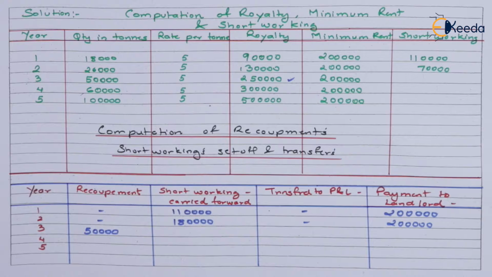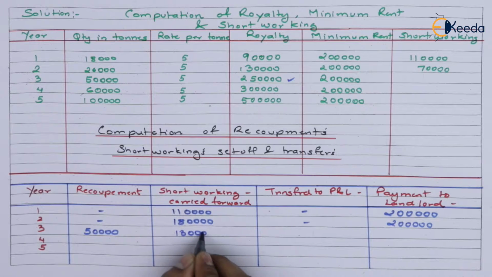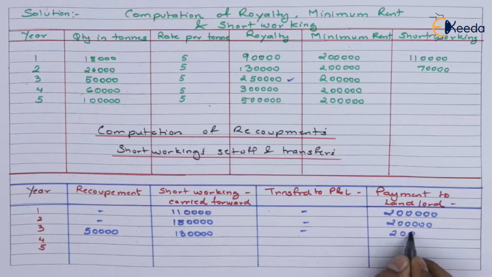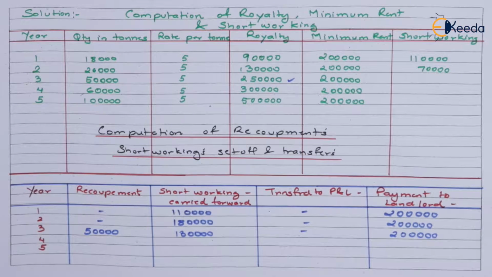So the recoupment that is done is only for 50,000. That means out of 1,80,000 from the second year, the balance, 50,000 is removed. You are still left with 1,30,000 here. Now there is nothing that can be transferred to P&L, hence dash. And the payment that has gone there is 2 lakh rupees, so that has been mentioned. Now let's come on to the fourth year and figure out how much the royalty is there.